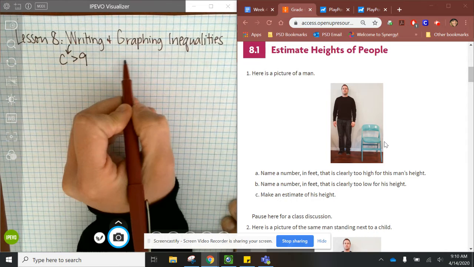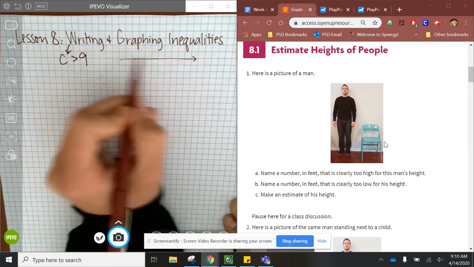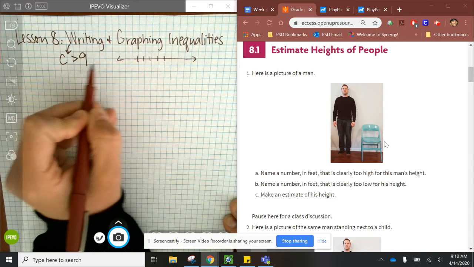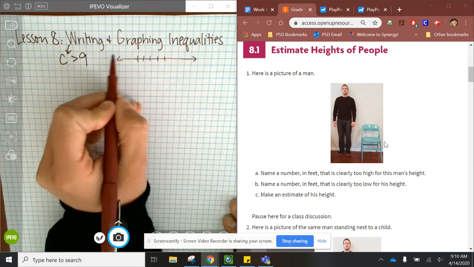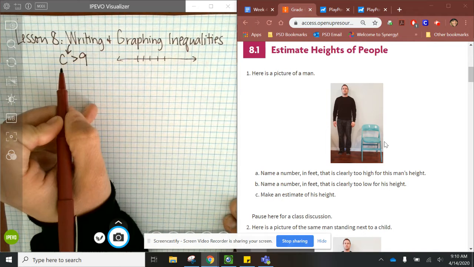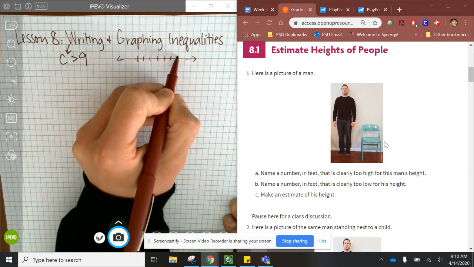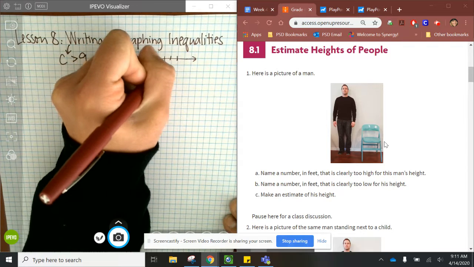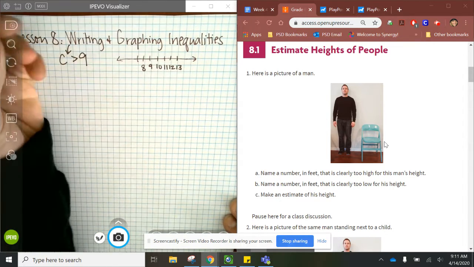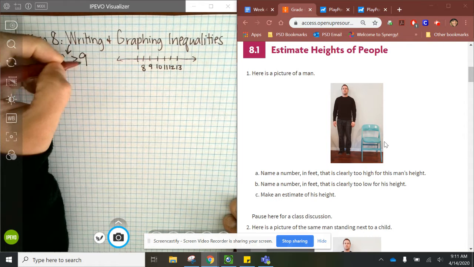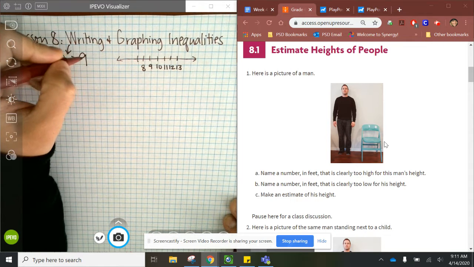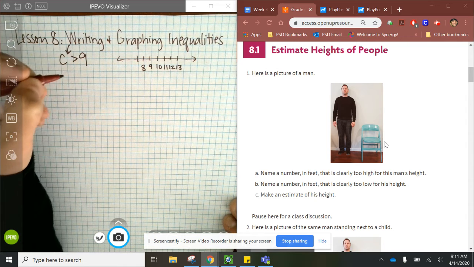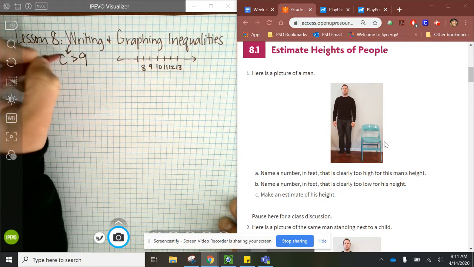To graph that inequality means that we're going to be able to take a number line and represent this inequality with some sample values that would make this true. So over here, I'm going to graph the values for C that could be true. I'm going to put like 8, 9, 10, 11, 12, 13, etc. Okay, so graphing this inequality looks like taking what we see here and finding values for C that could be true.